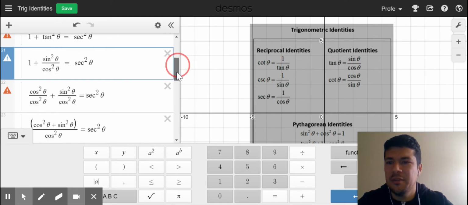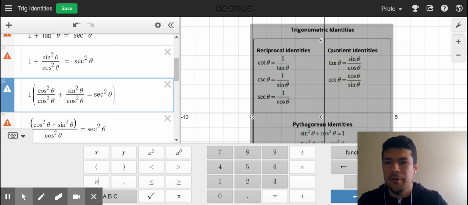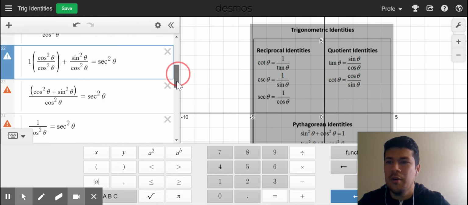And in the third step, I did something pretty interesting. I have a whole number added to a fraction. And what I need to do right there is basically multiply by a common denominator. So I'm going to multiply the number 1 by cosine squared over cosine squared, because that's going to give me a common denominator. So when I do that, I get cosine squared divided by cosine squared plus sine squared over cosine squared equals secant squared.